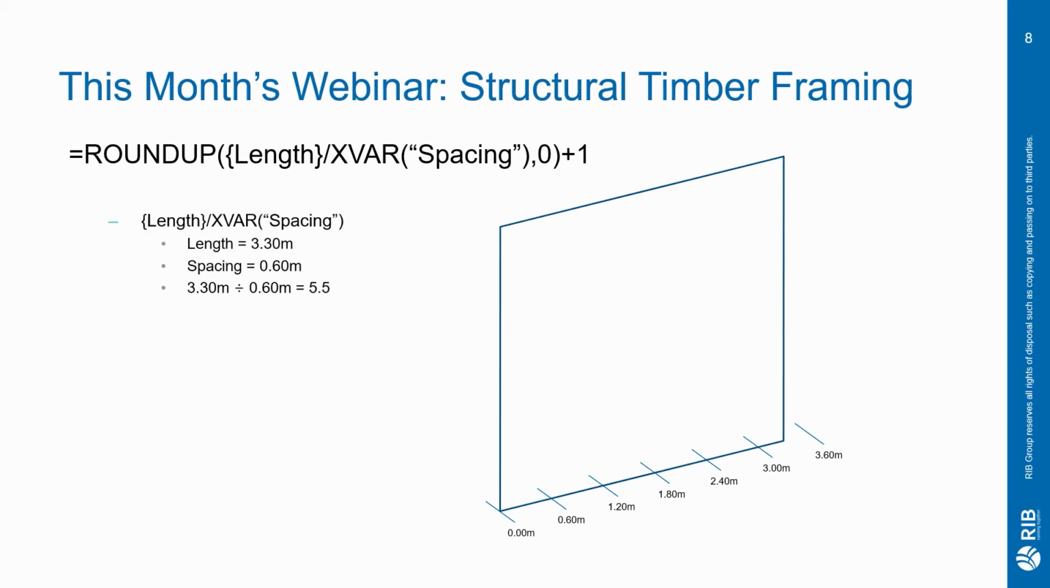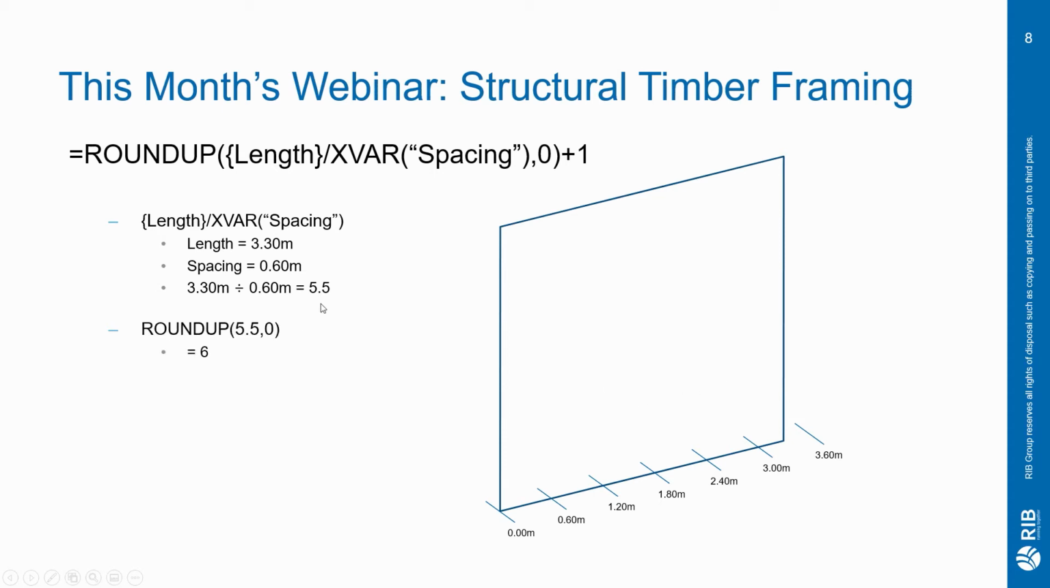Let's look at the first part, or the middle bit of the formula: the length divided by the variable for spacing. In our case, the length here is 3.3 metres roughly. The spacing we've got in the variables, the default value, is 600 millimetres. So if we take 3.3 metres divided by 600 millimetres, that will give us 5.5 studs required across that spacing.